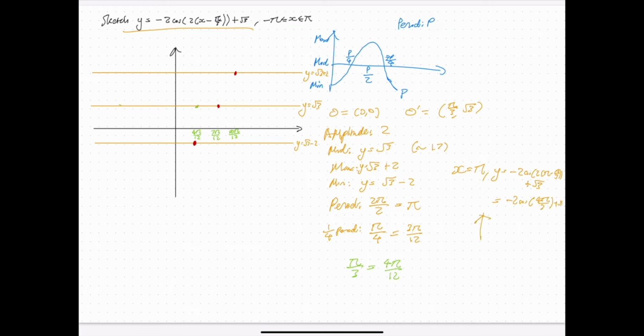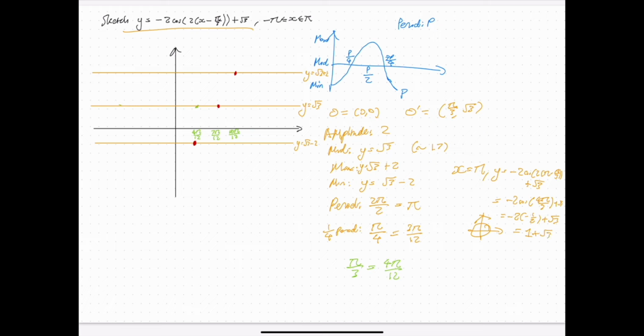Sometimes it is useful to draw the unit circle so you can visualize that. So 4 pi on 3 is going to take me over here. The cosine value is going to be negative there, and based off my exact values, I know that's going to be minus 1/2. So basically that is minus 2 times minus 1/2 plus root 3. I am skipping steps here, which gives me 1 plus root 3.